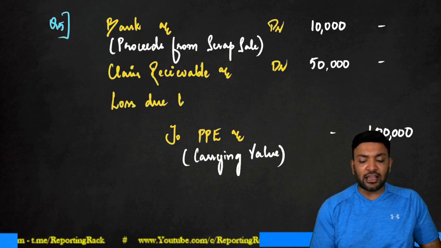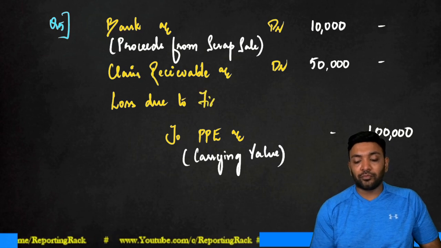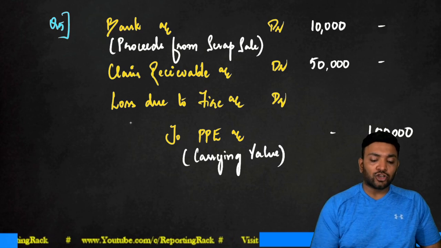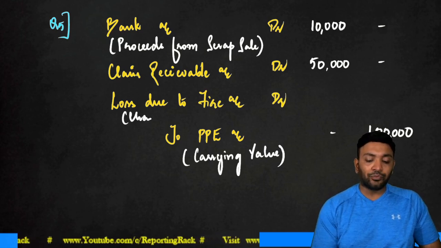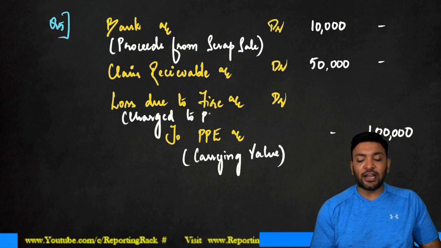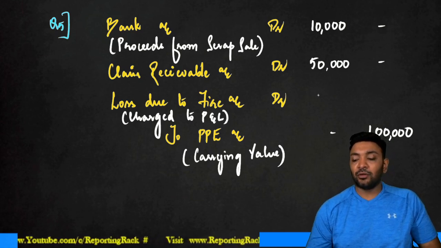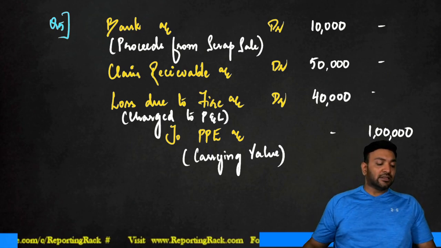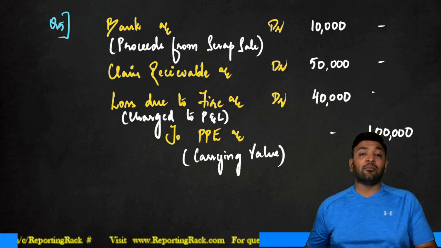Loss due to fire. This loss due to fire should be charged to P&L, directly to P&L. This is how I recognize the transaction in my books.